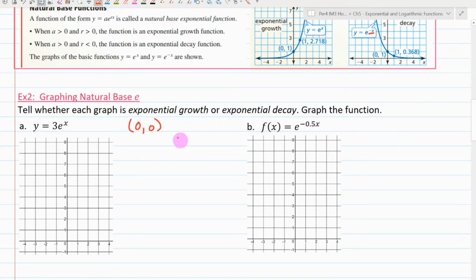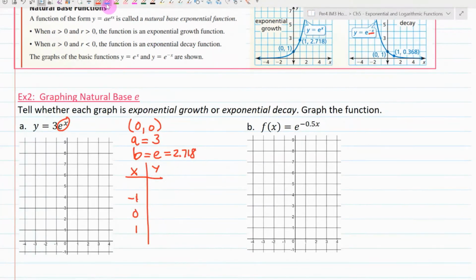So this one, A is 3, and B is e, because wherever the x is attached, that's your B value, okay? And that's 2.718. If you want to use 2.718, that's fine. If you want to use the e value, that's fine. So I'm going to go ahead and use -1, 0, and 1.